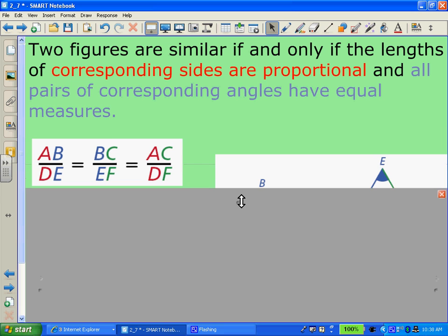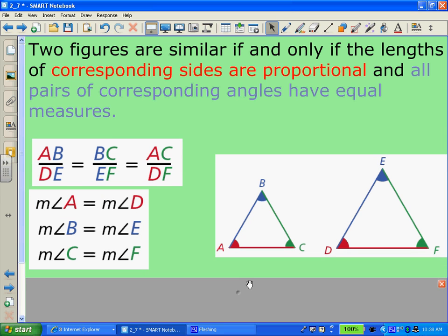So let's take a look here at 2 figures. Now these are nice and color-coded, which they won't all be for you in the book, but this is to give you an idea of what we're looking at. So here I have these triangles, ABC and DEF. Now AB and DE are corresponding sides. You can see that they're in the same spot on each triangle, and they're both blue in this case. So here I would set up a proportion between AB and DE. That's what this is over here.